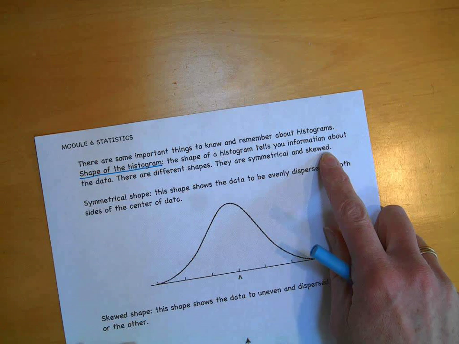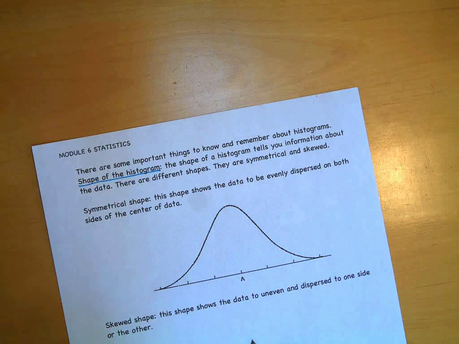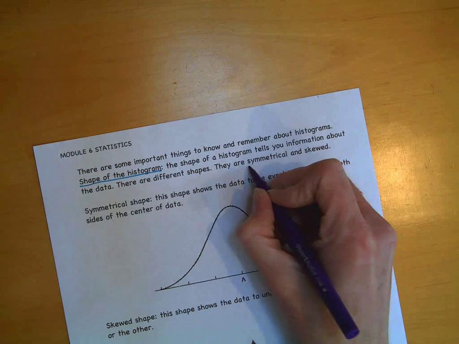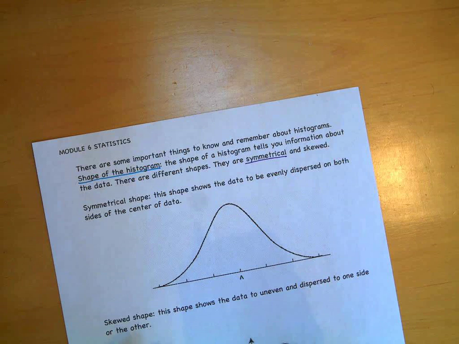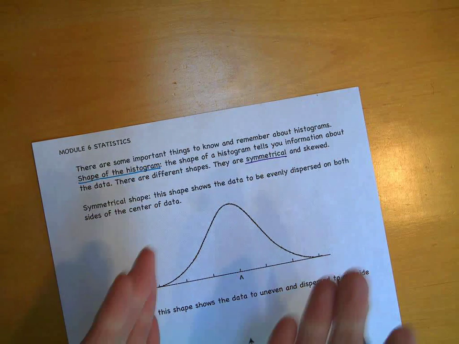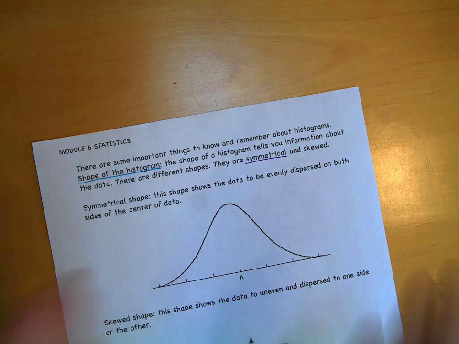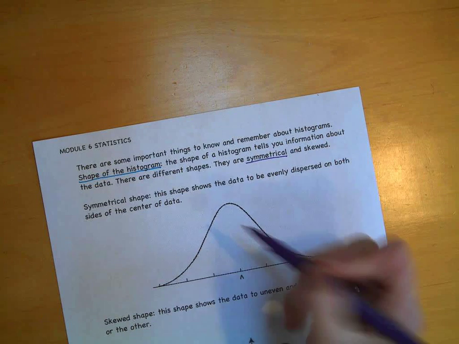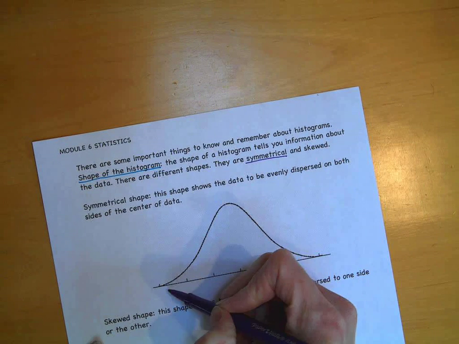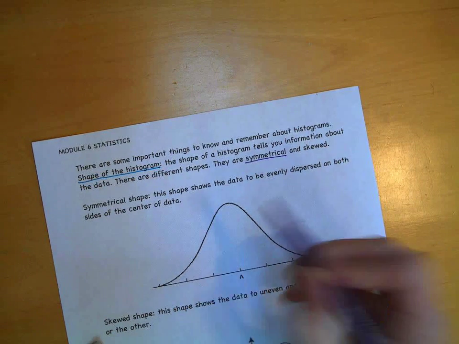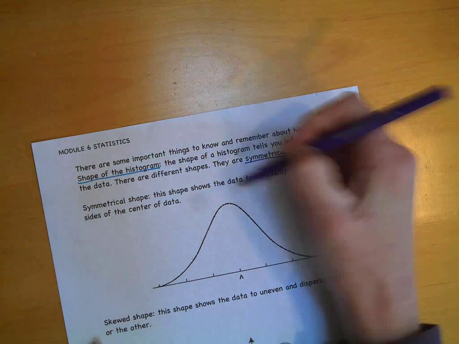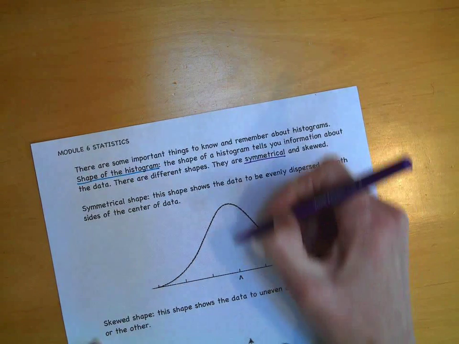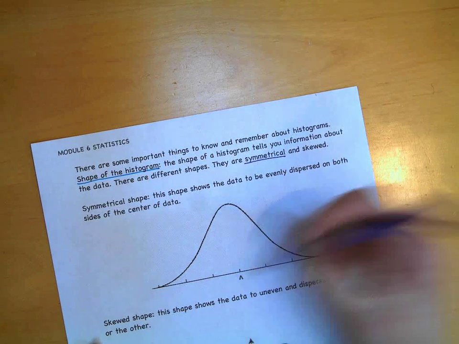There are different shapes. There are symmetrical shapes or skewed shapes, okay? Those are the two types, all right? And the two types are very important because if the data is symmetrical in shape on a histogram, then it means that you could fold your histogram in half down the middle, and the data that's collected on this side of your histogram will be equally the same as the data collected on this side.